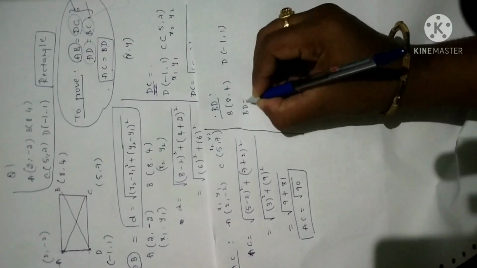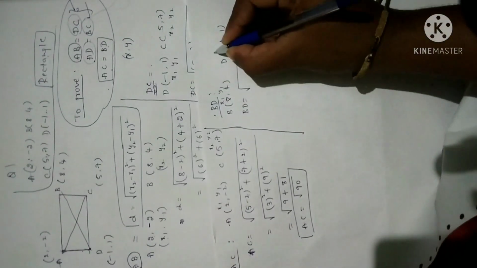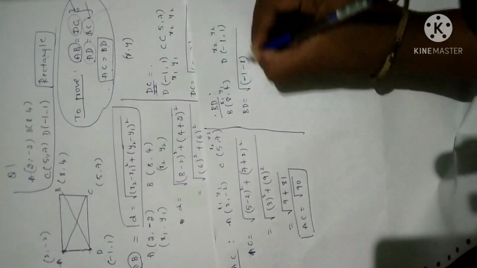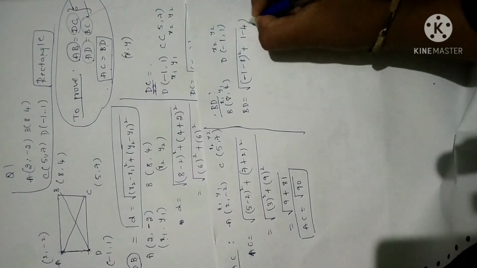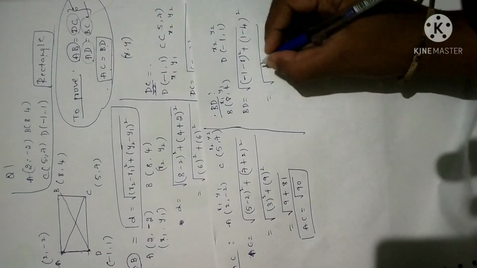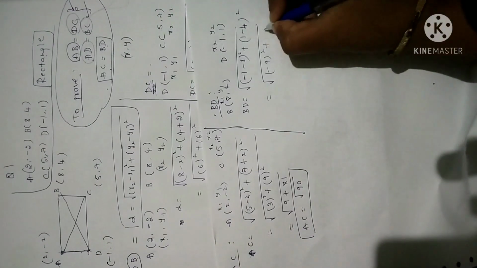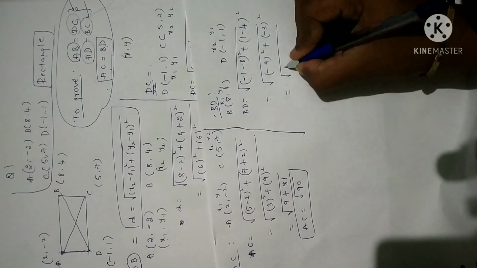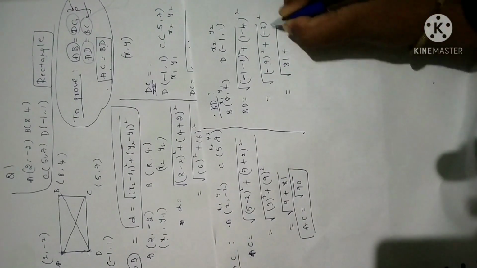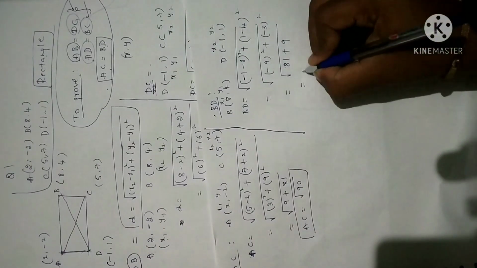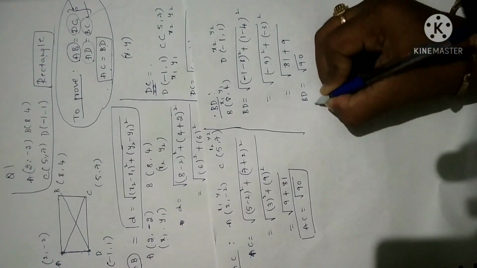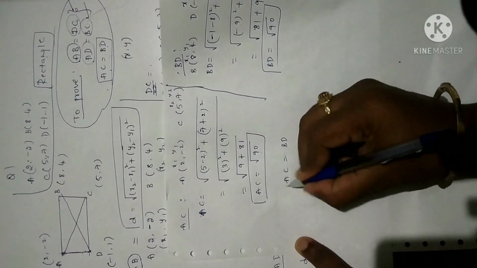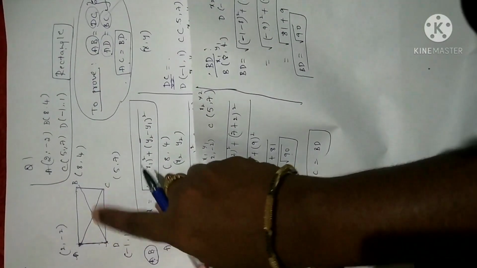So BD will be equal to, let me take this as x1, y1, x2, y2. So x2 minus x1 whole square plus y2 minus y1 whole square. Minus 1 minus 8 is minus 9 whole square plus minus 3 whole square. Negative whole square will become positive. So 9 square is 81 plus 3 square is 9. So again it is 90. What you're going to get is BD is also square root of 90. So I can say AC is equal to BD. From the diagram it is clear AC and BD are diagonals.